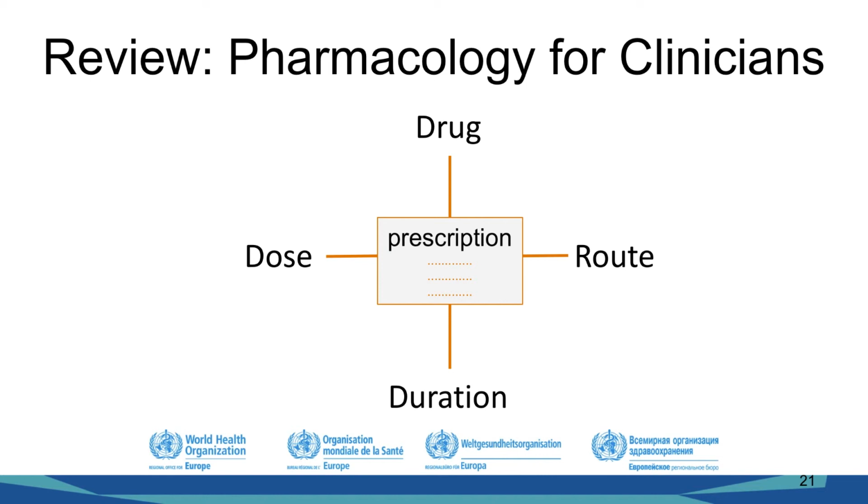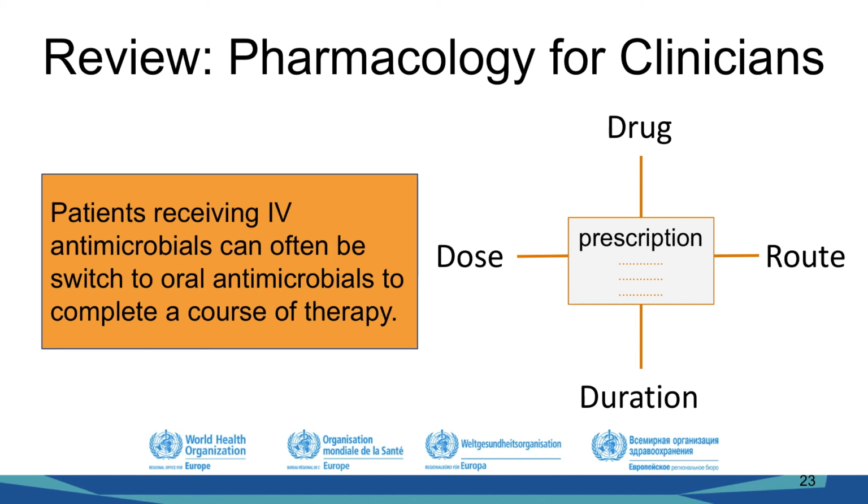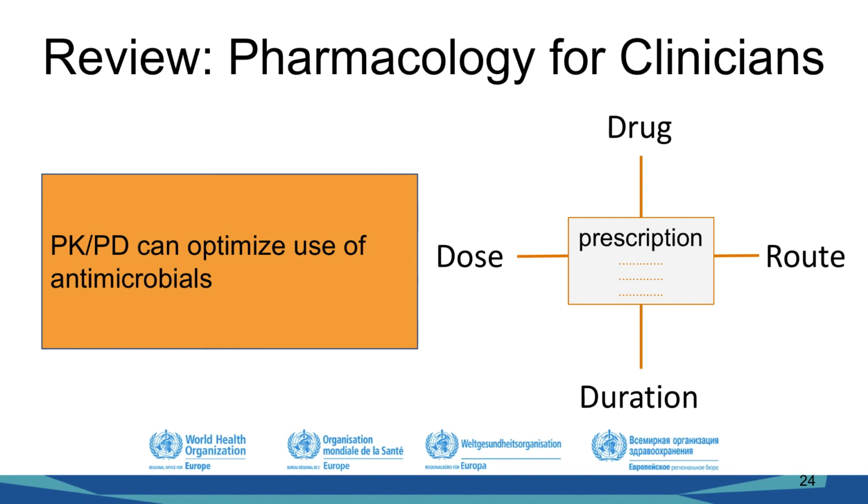In this two-part module, we reviewed 2 important pharmacology principles that clinicians can take advantage of in clinical practice. These principles include bioavailability. Highly bioavailable oral antibiotics are those that achieve serum concentrations comparable to antibiotics administered intravenously. Patients receiving intravenous antibiotics can often be switched to oral antimicrobials to complete a course of therapy. Understanding the pharmacokinetics and pharmacodynamics properties of antimicrobials may optimize their use, especially when facing the growing problem of antimicrobial resistance.